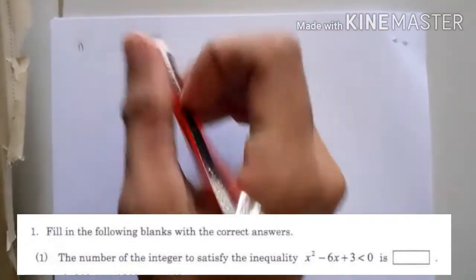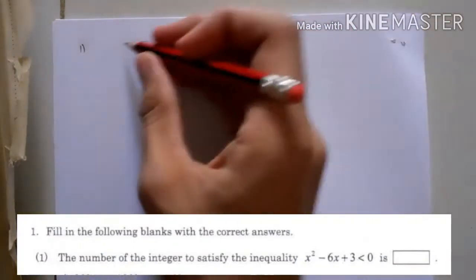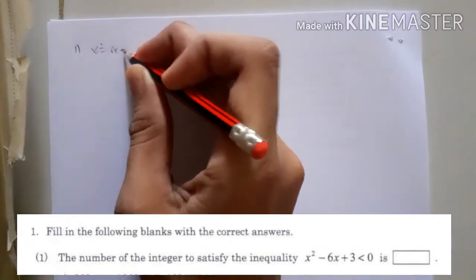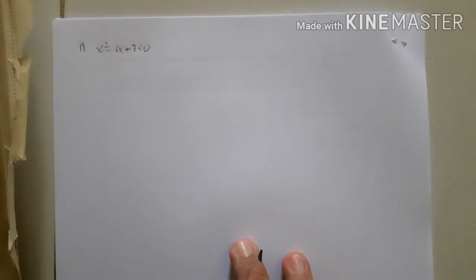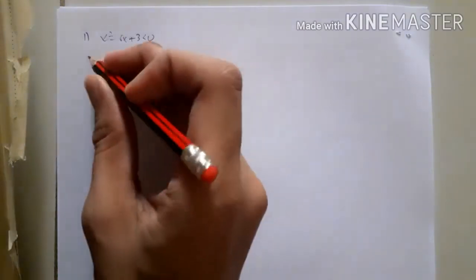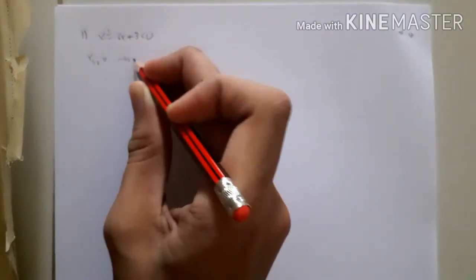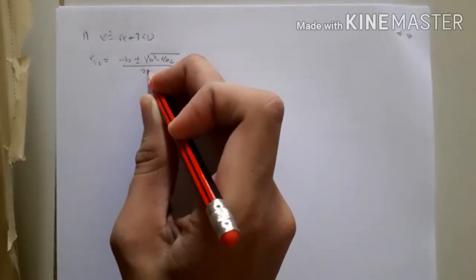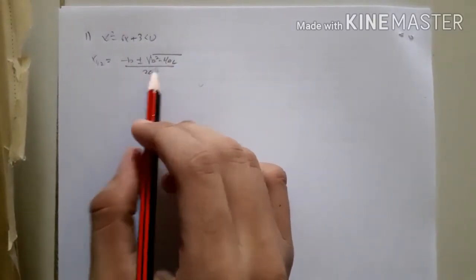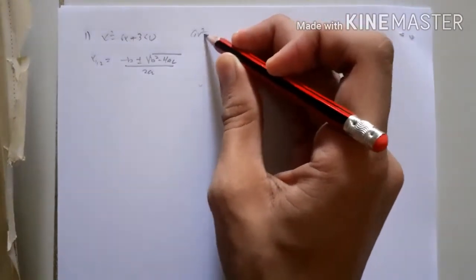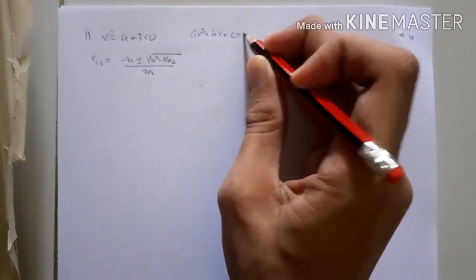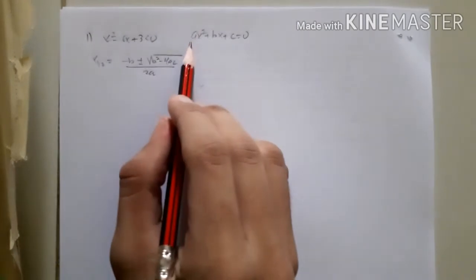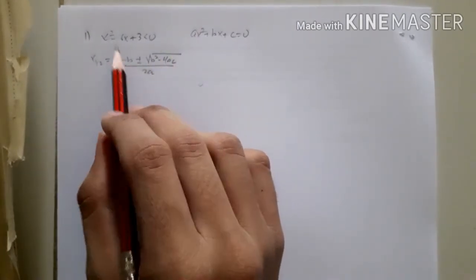Number 1, the number of integers that satisfy the inequality x squared minus 6x plus 3 less than 0. This is not something we can factorize, so we just use the formula, which you might know. Just remember the general form of the quadratic equation, and so we just have to insert the numbers in.